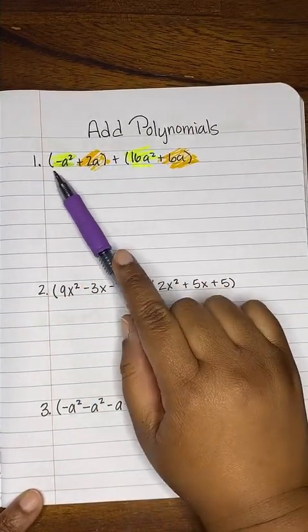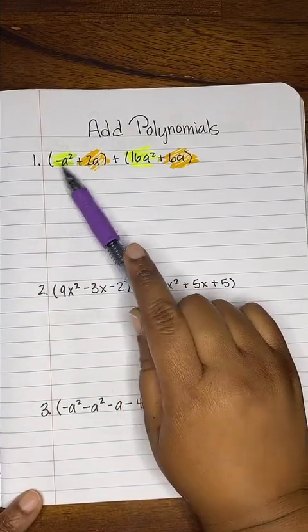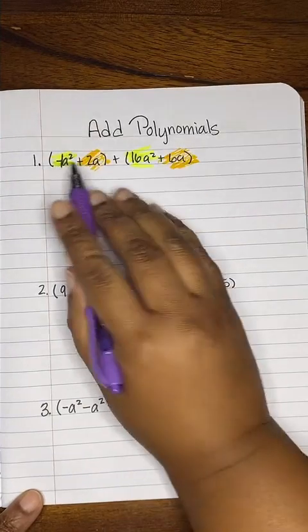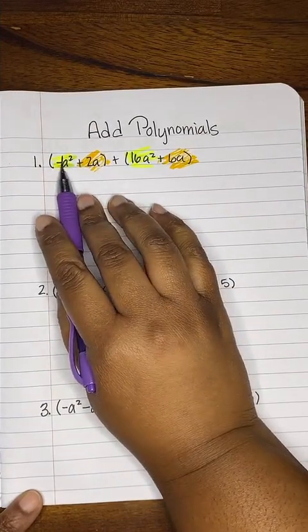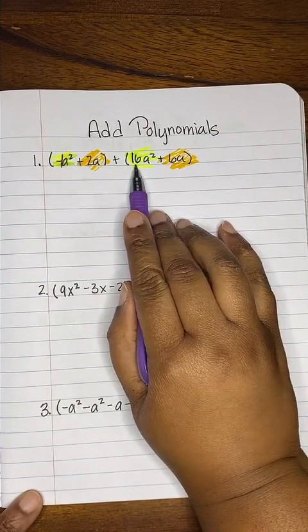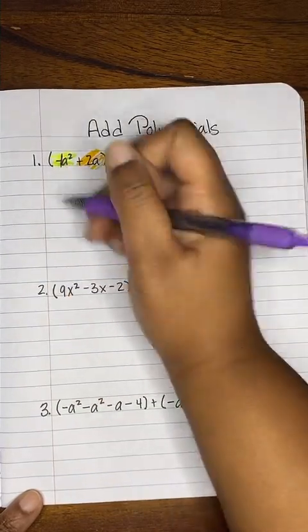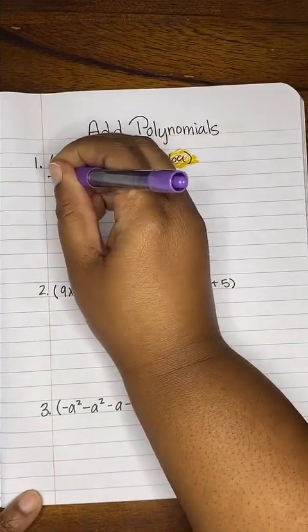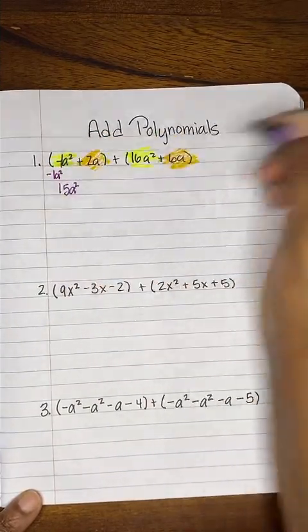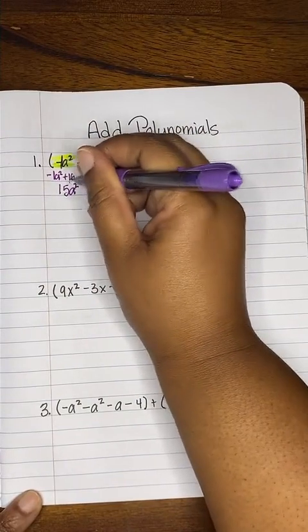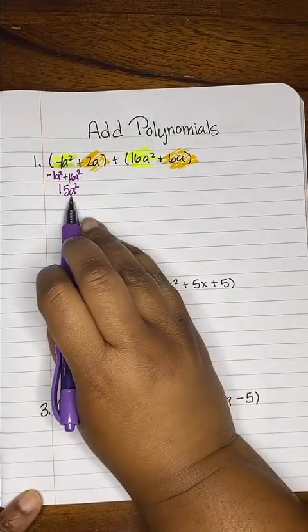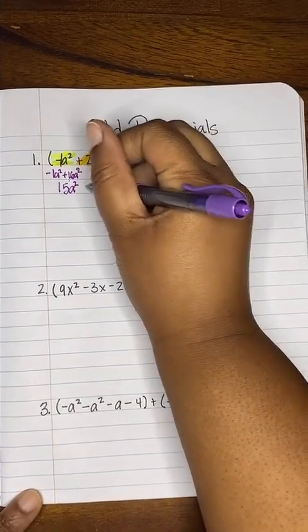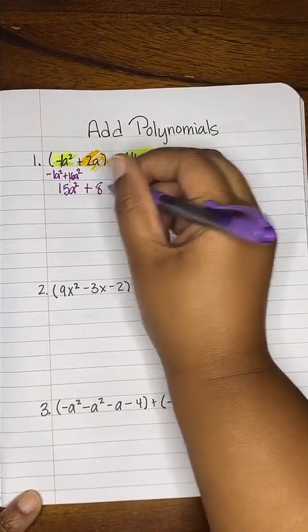So let's look at number 1. So we have negative a squared. Remember, if you just can't remember, just put a -1, okay? If that helps you guys. So we have 16 minus 1 gives us 15a squared, okay? Remember, you're doing -1a squared plus 16a squared, okay? To get this. And then we have 2a plus 6a gives us plus 8a.